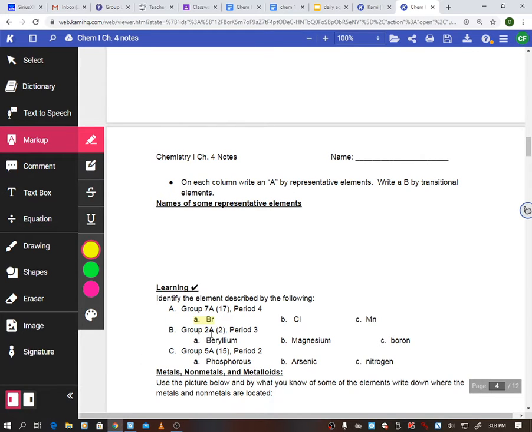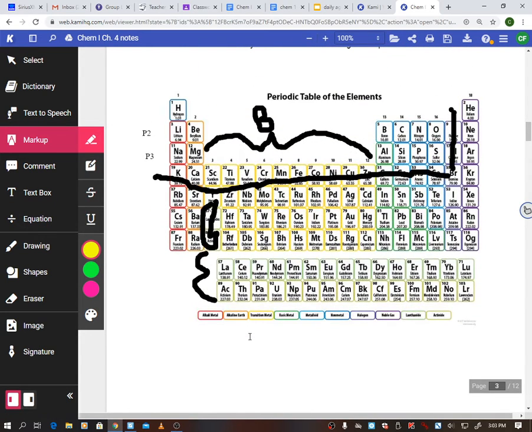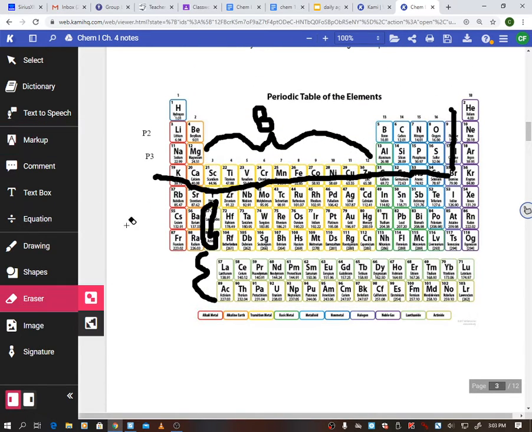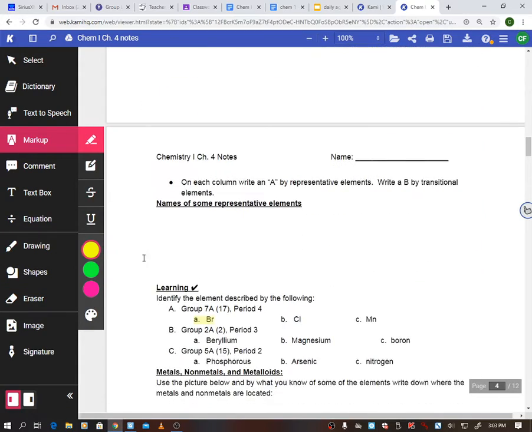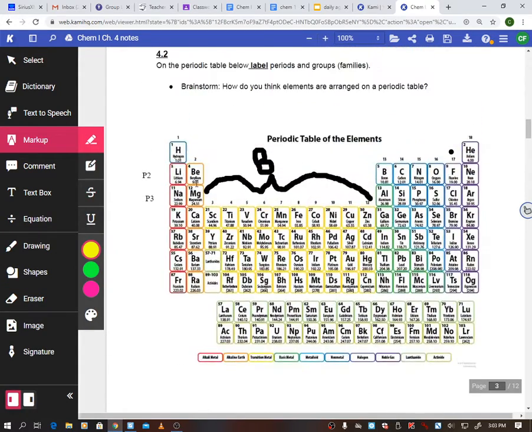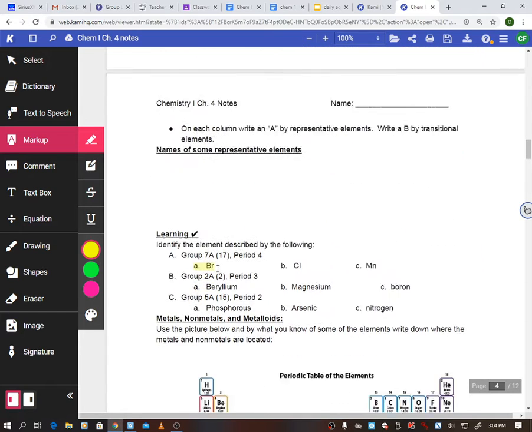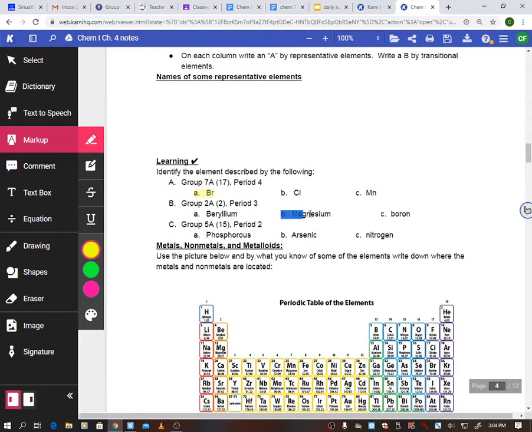If you go to group 2A or just 2, period 3, I'm going to erase some of this first. Let me erase some of these lines. Okay, so it was group 2A, period 3. So I'm in this group right here, and I'm in period 3. So that is magnesium. So magnesium is the correct answer.